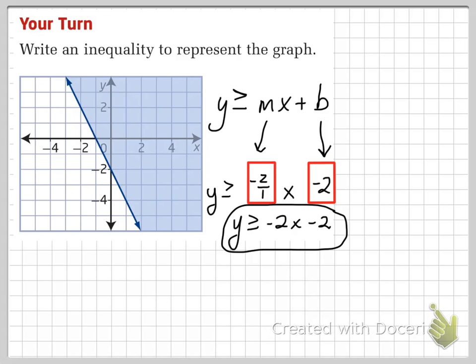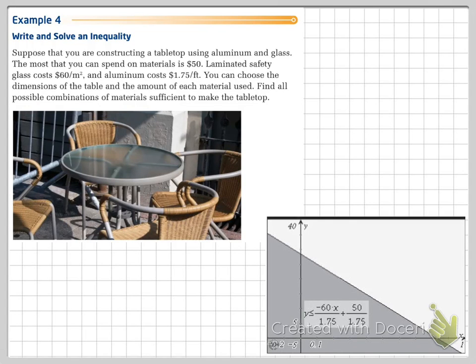That's it. Last example. Suppose that you're constructing a tabletop using aluminum and glass. The most you can spend on material is $50. Laminated safety glass costs $60 per square meter. Aluminum costs $1.75 a foot. You can choose the dimensions of the table and the amount of each material used. Find all the possible combinations of materials sufficient to make the tabletop.